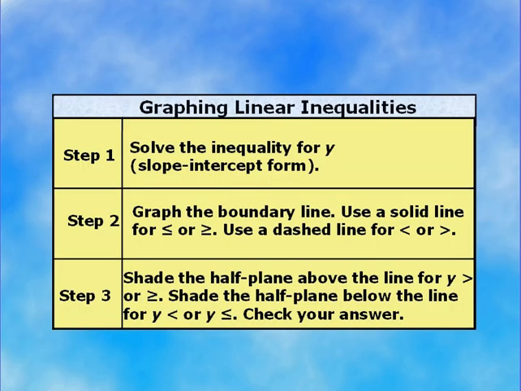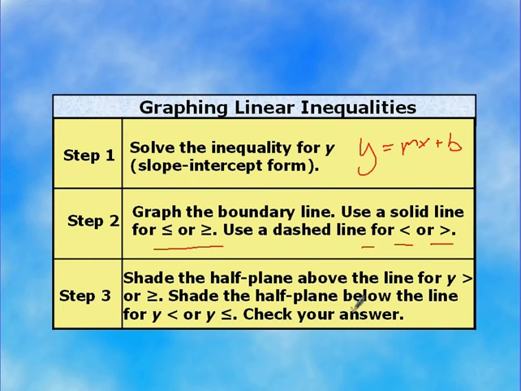So we have some steps when we do linear inequalities. Step 1, solve it for y. Okay, so get it to be y equals, like y equals mx plus b. Step 2, graph the line. If we have the less than or equal to sign or the greater than or equal to sign, then we make a solid line. And if it's just a less than or a greater than sign, then we make a dashed line, like that.